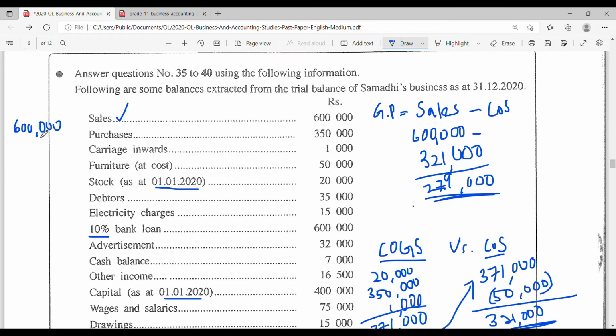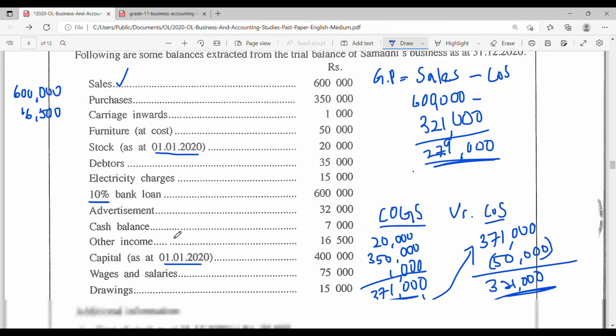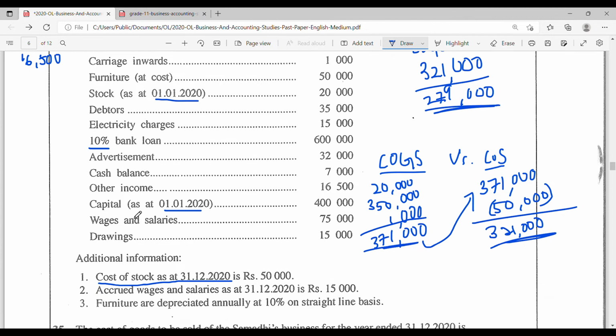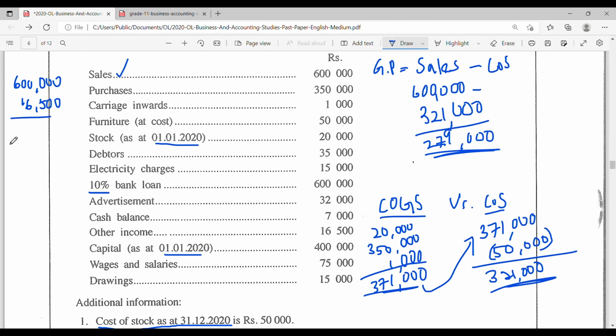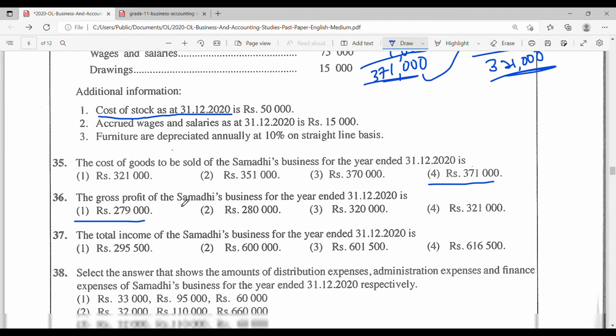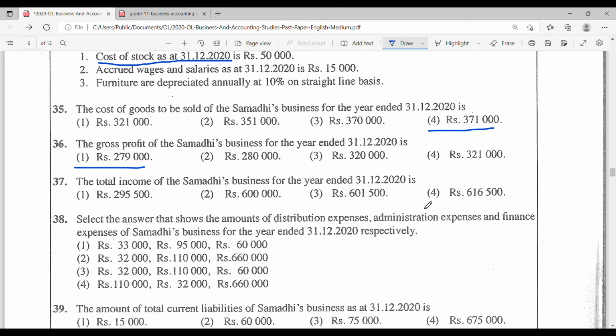Other income of 16,500. Again that falls under income category. And thereafter capital, wages and salaries, drawings, closing stock, accrued wages, depreciation. Okay, no any other income left. So your total income for this particular company is 600,000 and 16,500. Answer 4.